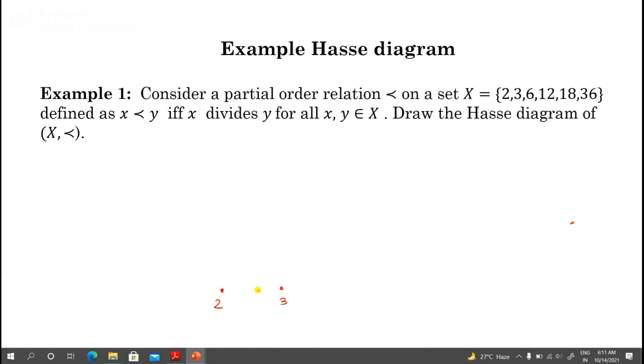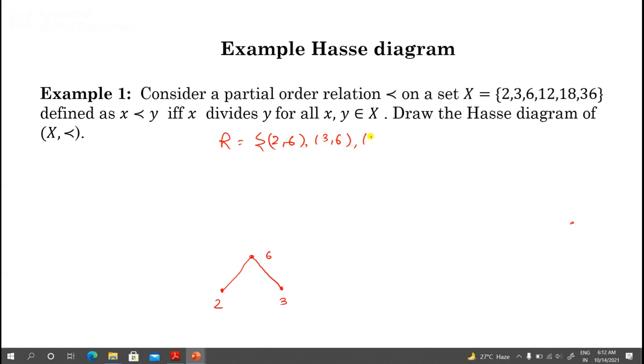So use the dots or vertices to denote these two points, 2 and 3. Now look at this. 6 is a cover of 2 as well as 6 is a cover of 3. So you can write 6, and to show this covering relation, use an edge between 2, 6 and 3, 6. You can also write this covering relation as 2 6 and 3 6. So 6 is a cover of 2 and 6 is a cover of 3.